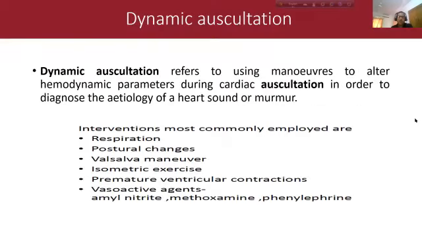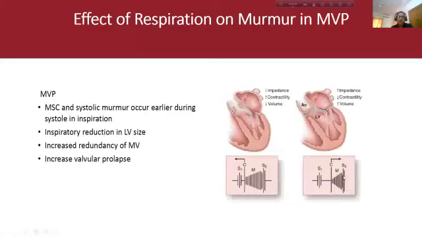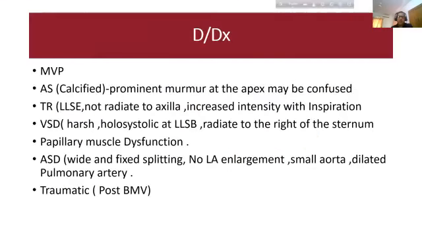And what is the differential diagnosis? First of all, we should think about mitral valve prolapse. Then we can think about calcified aortic stenosis, which causes a prominent murmur at the apex and may be confused with the mitral regurgitation holosystolic murmur. And there is functional tricuspid regurgitation, maybe also at the left lower sternal border, but it is not radiating to the axilla and increases in intensity with inspiration. And sometimes VSD may be confused with mitral regurgitation, causing a holosystolic murmur at the left lower sternal border and radiating to the right of the sternum.